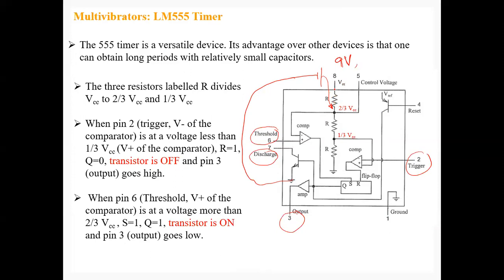If this guy gives you 9, what does this guy give me? Voltage divider. Would it be 3? Since it's 2/3, or 6 since it's 2/3. Yes, 6 volt. Thank you. 6 volt. Now, if I take the voltage here, then it will give you 3 volt. So that's why this is called the 1/3 point. This is the 2/3 point. We are just using the voltage divider rule. Remember voltage divider? Okay.